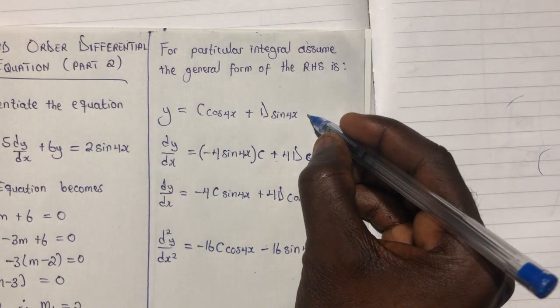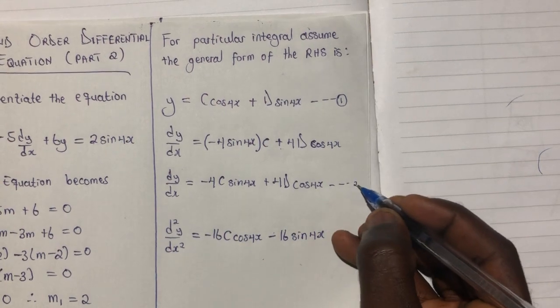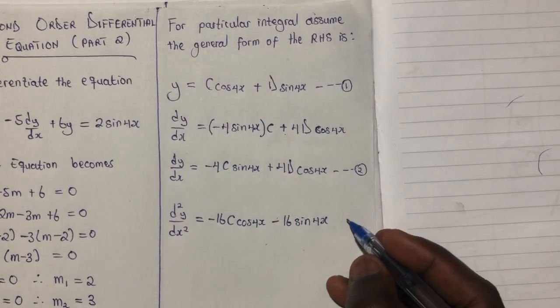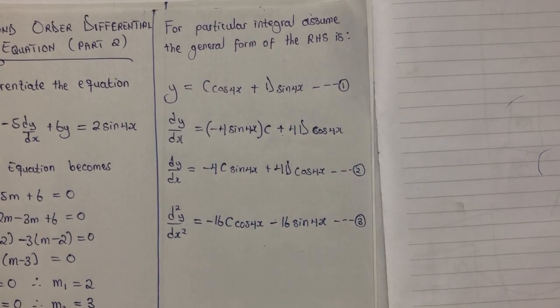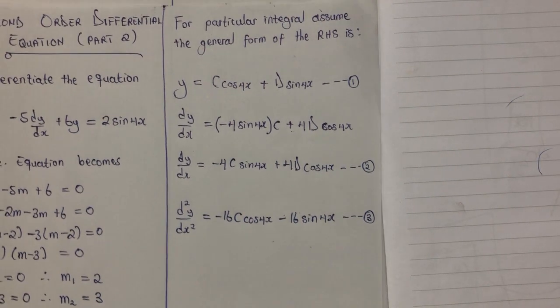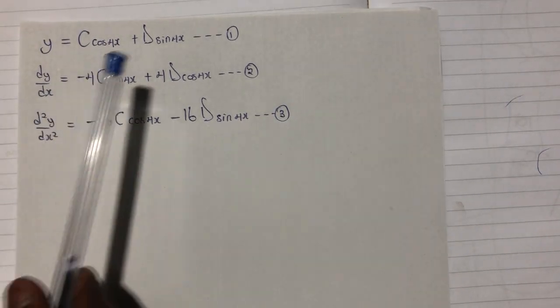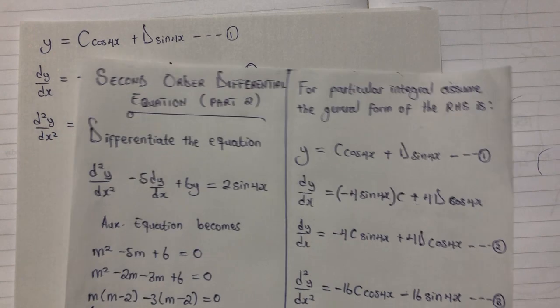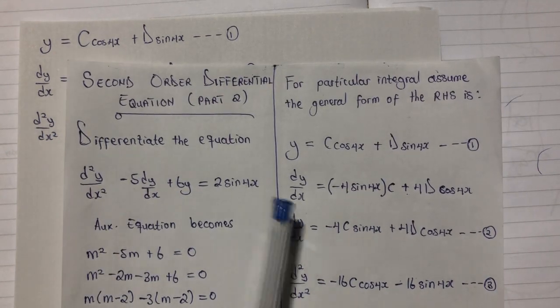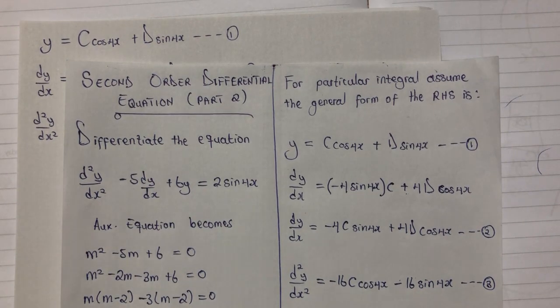So I will name this side equation 1. I'll name the first derivative equation 2. Then I'll name the second derivative equation 3. And we will use these equations to solve the work. So now these were the 3 equations that we generated, 1, 2, and 3. Now in our next step, we need to recall the original function given to us. The original equation was this. So we recall the equation and we substitute equations 1, 2, 3 inside the main equation.